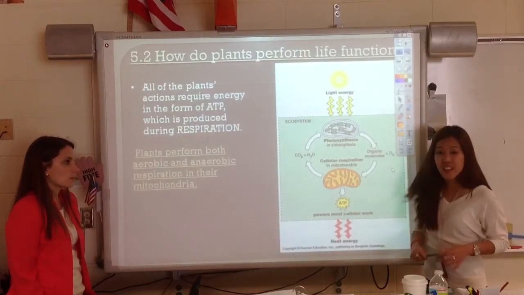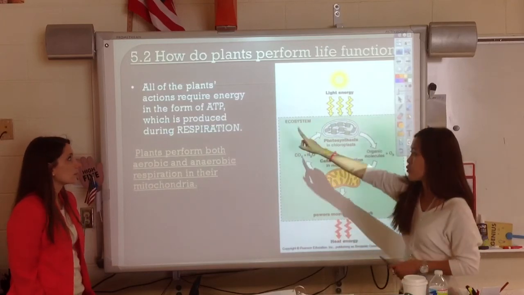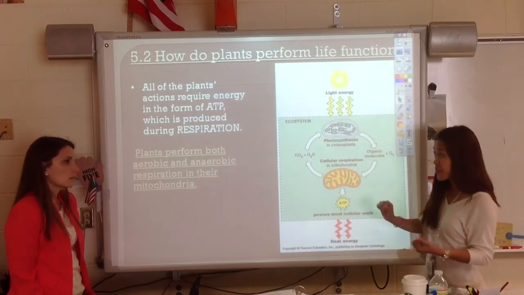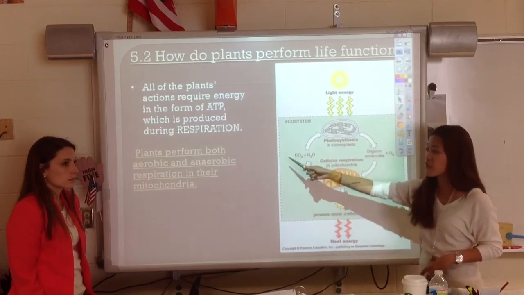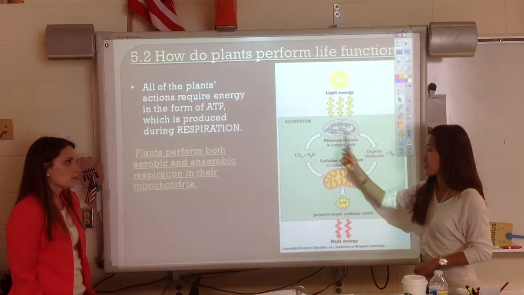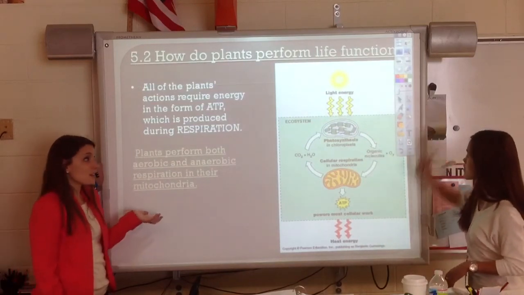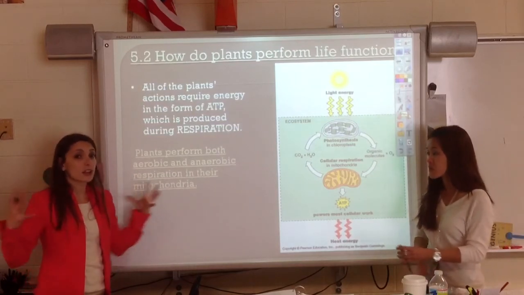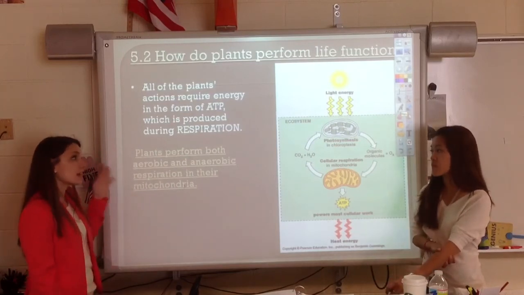So all the plant's actions are going to require energy just like animals do. And we're going to need the energy in the form of ATP. So going back to our previous unit with respiration, plants are also going to go through respiration. They can perform both aerobic and anaerobic respiration, all occurring in their mitochondria. And so when we said that making a flower was expensive, it turns out this is one of the ways. Being able to collect all of those sugars, being able to make all of those structures will take energy.